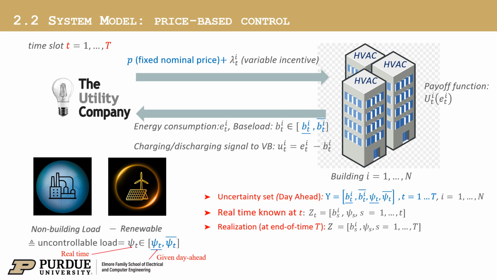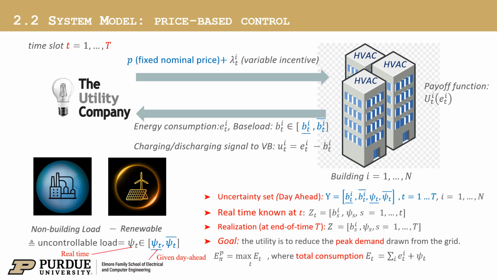The goal of the utility is to utilize the flexibility of the buildings to reduce the peak drawn from the grid. The peak, E_P(pi), is simply the maximization of capital E_t over the entire time horizon, where the total consumption E_t is simply the summation of all buildings' consumption plus the uncontrollable load.